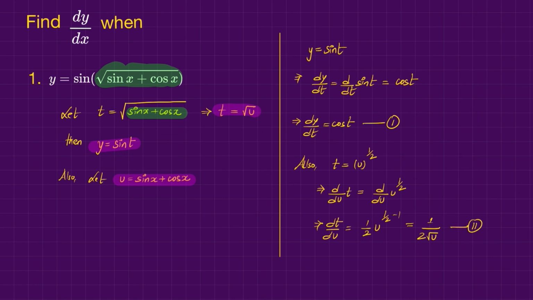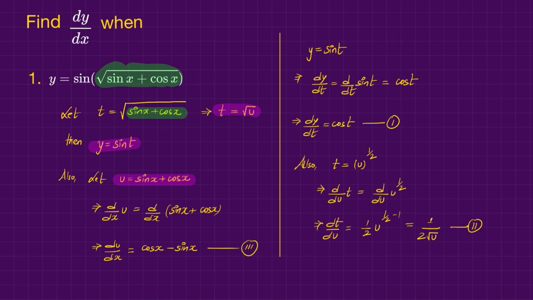Now finally we have u equals sine of x plus cos of x, so we will differentiate this also. So since u is a function of x, we have to differentiate both sides with respect to x. So d/dx of u equals d/dx of sine of x plus cos of x. So this implies du over dx equals d/dx of sine x is cos of x, and d/dx of cos x is minus sine of x. So let this be equation 3.